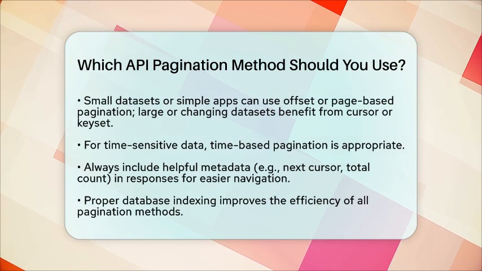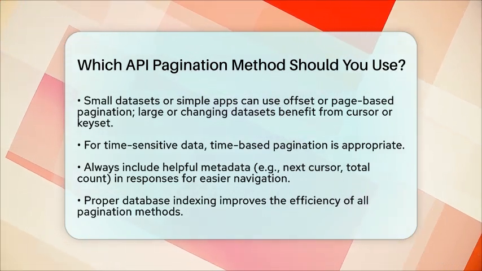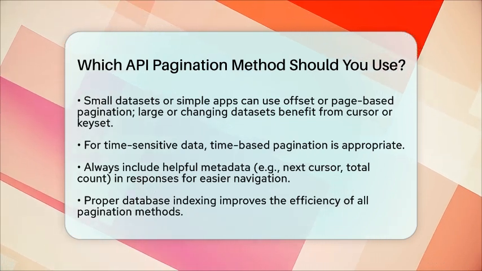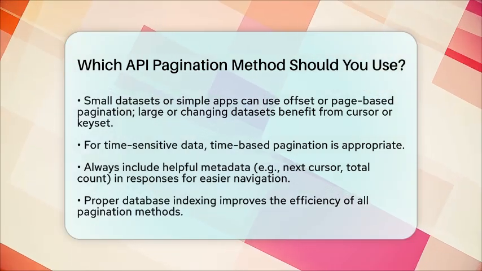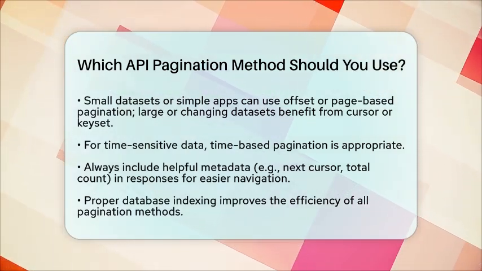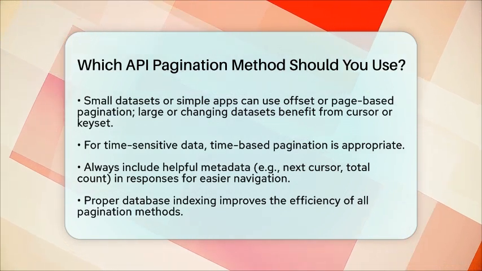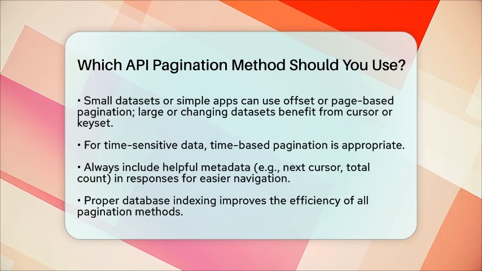In the end, choosing the right pagination method depends on your specific needs. If you want simplicity and small datasets, offset or page-based are fine. For bigger, constantly changing data, cursor or keyset are better options. And if your data is organized by time, go with time-based pagination. Think about what your users need and how your backend can support that efficiently.